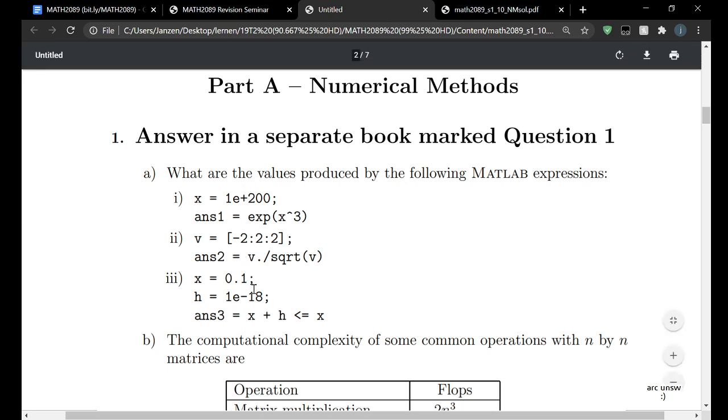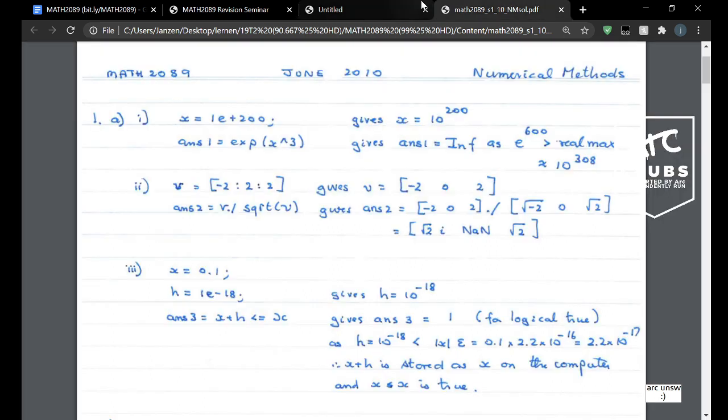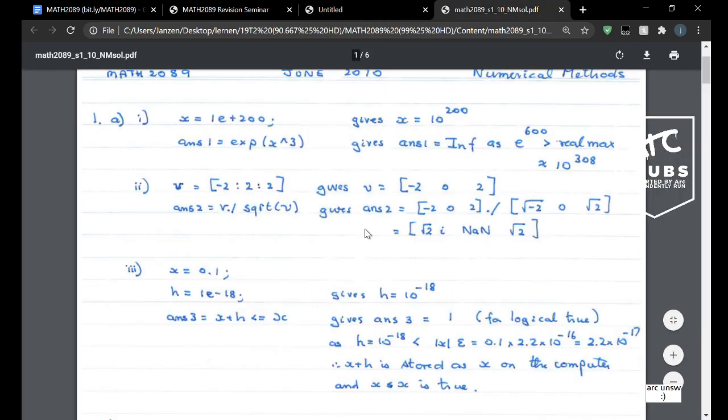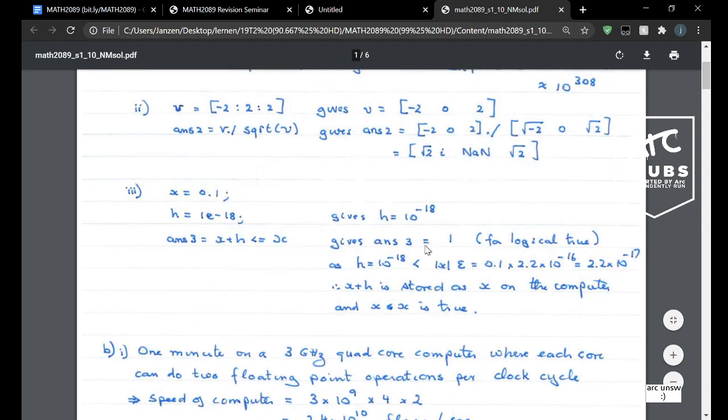Okay, x is equal to 0.1, h is equal to 10 to the power of minus 18. When you add them together, okay, so this is like a conditional answer. It's either 1 or 0, false or true. Epsilon is 10 to the power of minus 6. So we do have to consider whether h is big enough to be considered as a number in the arithmetic process of MATLAB.